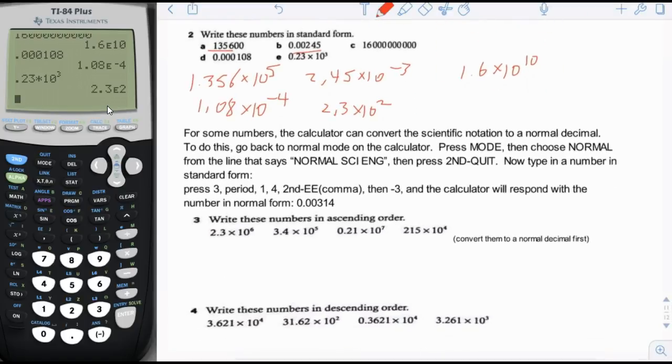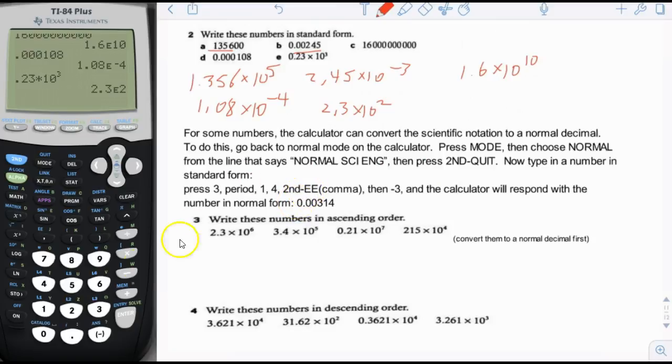For some numbers, the calculator can convert the scientific notation to a normal decimal. To do this, go back to the normal mode on the calculator: press mode, then choose normal from the line that says normal scientific engineering, and then press second quit. So let's do that. We're going to change that to normal, hit enter, and then second quit. Now we're going to enter the numbers in scientific notation, and we're going to get the regular number out.